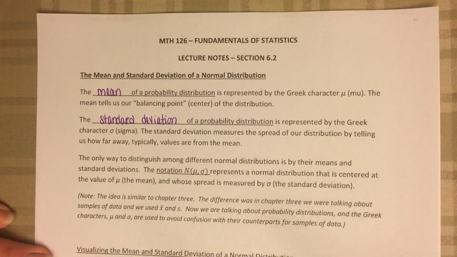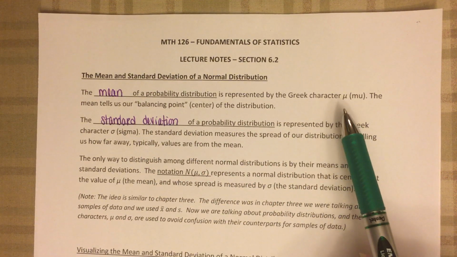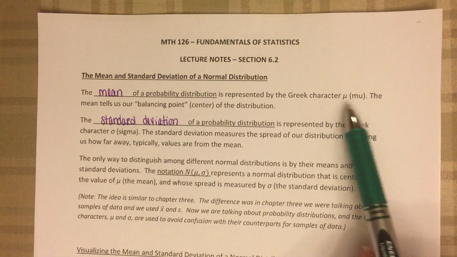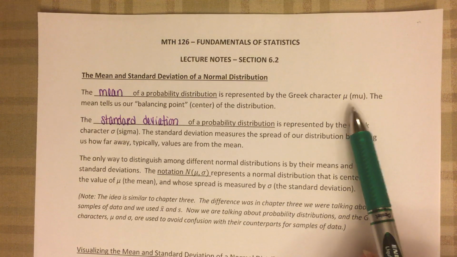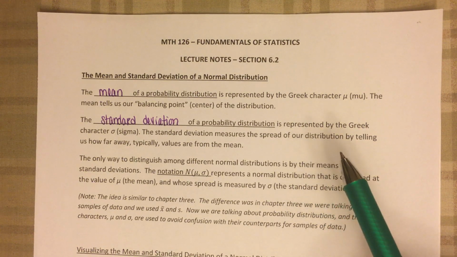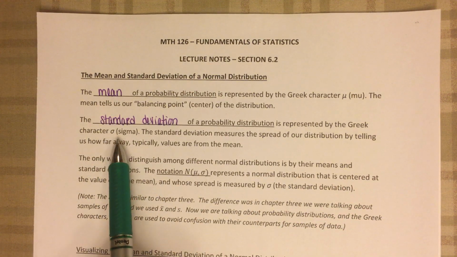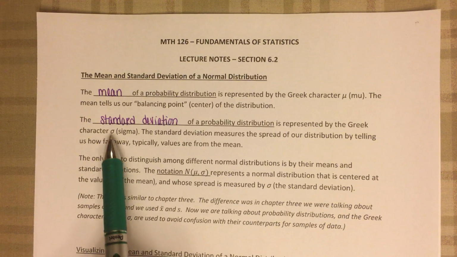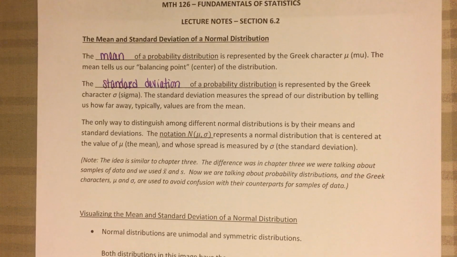So notice that in this chapter our mean is going to be represented by a Greek letter, this weird looking M thing that we refer to as mu. Right? It's still our center, it's still the balancing point of our distribution. Our standard deviation, instead of using the letter S, we're going to use the Greek letter sigma. Right? So it's this almost little O looking thing with a tail. Our standard deviation still measures spread just like it did back in chapter 3.